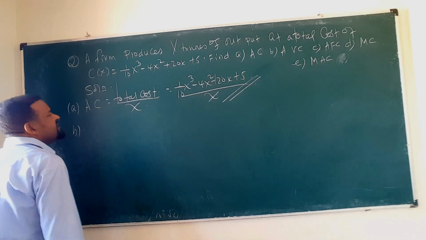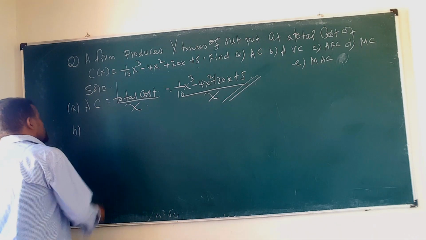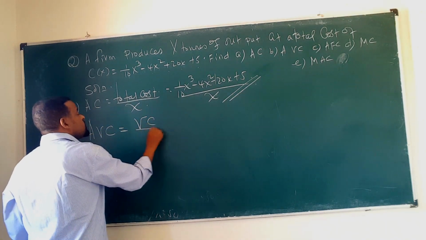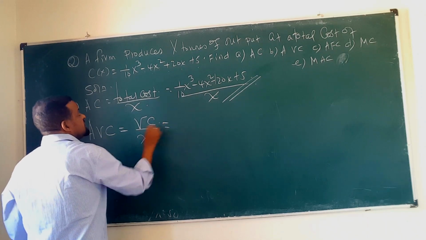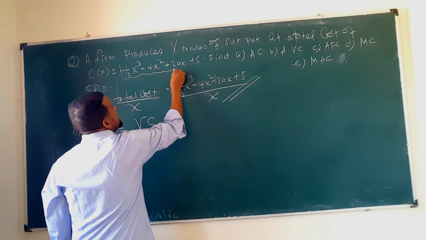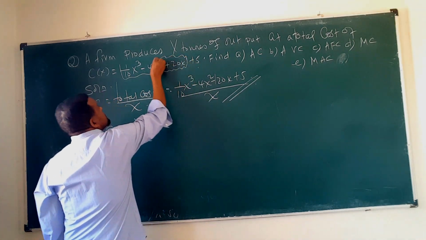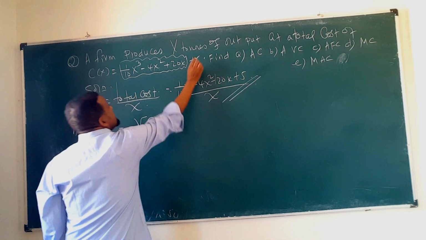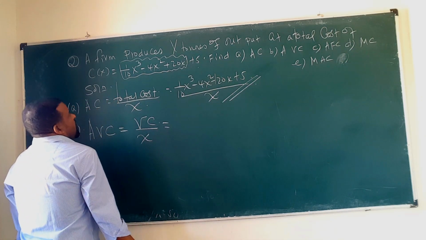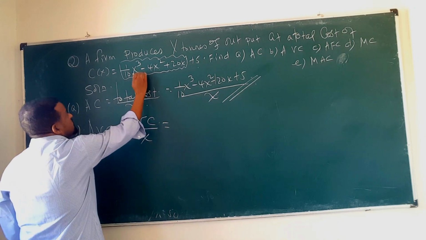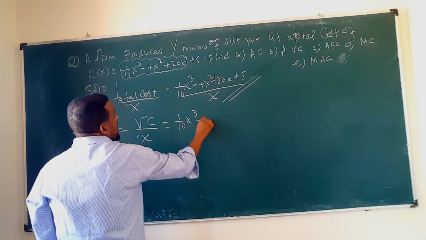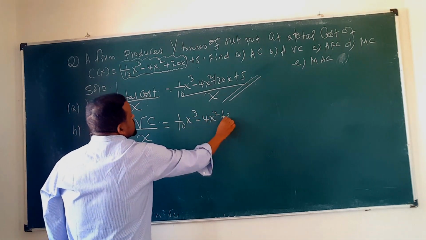The second one, find the average variable cost. So the average variable cost is the variable cost divided by the quantity x. So what's the variable cost? Variable cost የሚባለው አሁን እዚህ ጋር ተመልከቱ። The function or the cost which is free from constant, or the cost function which is depending on the quantity x ማለት ነው። So this part ነው. So the variable cost 1 over 10x cubed minus 4x squared plus 20x.